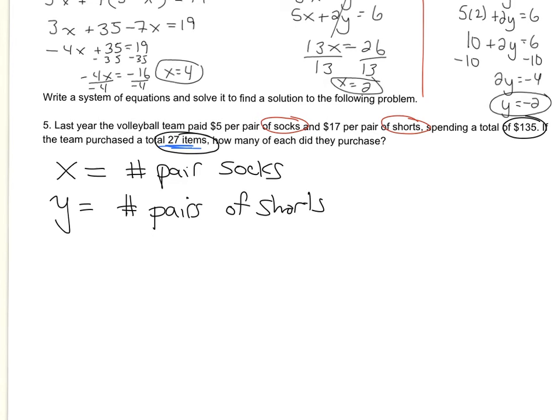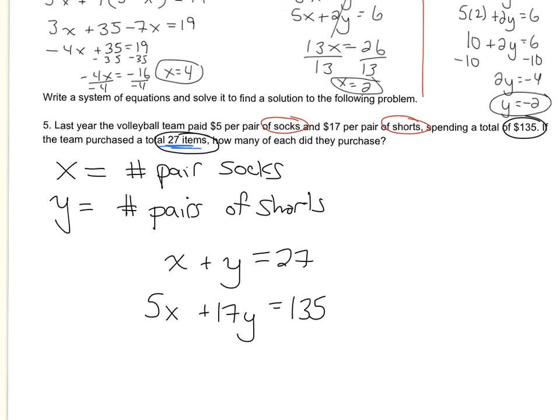The first one is based on how many items we have. So that first one says we have x plus y, number of socks plus number of shorts. Well, there are only 27 items, so x plus y must equal 27. Now, as for the money, each pair of socks was $5, so the total value of all the socks will be 5x. The shorts were each $17 a piece, so that would be 17y, and our total is $135, because that's how much we spent. So here are my two equations.